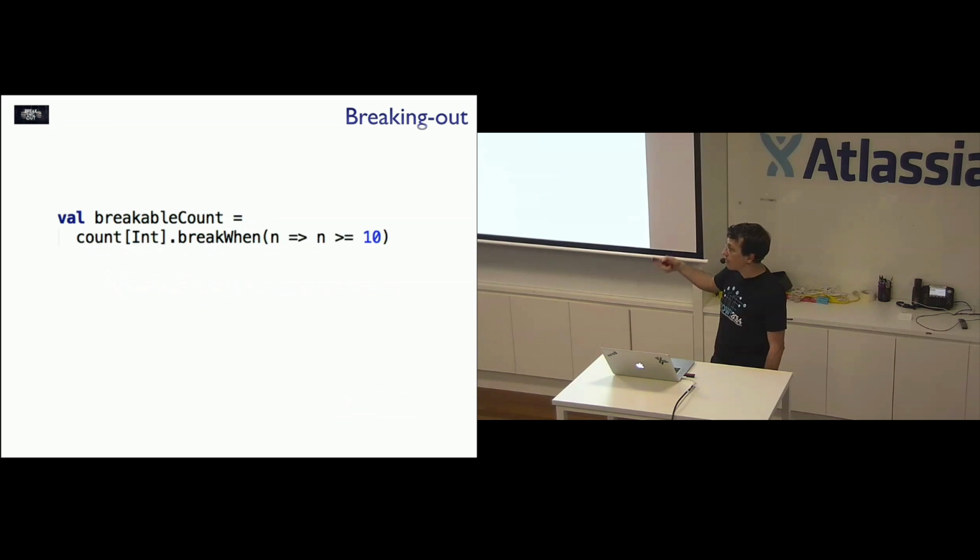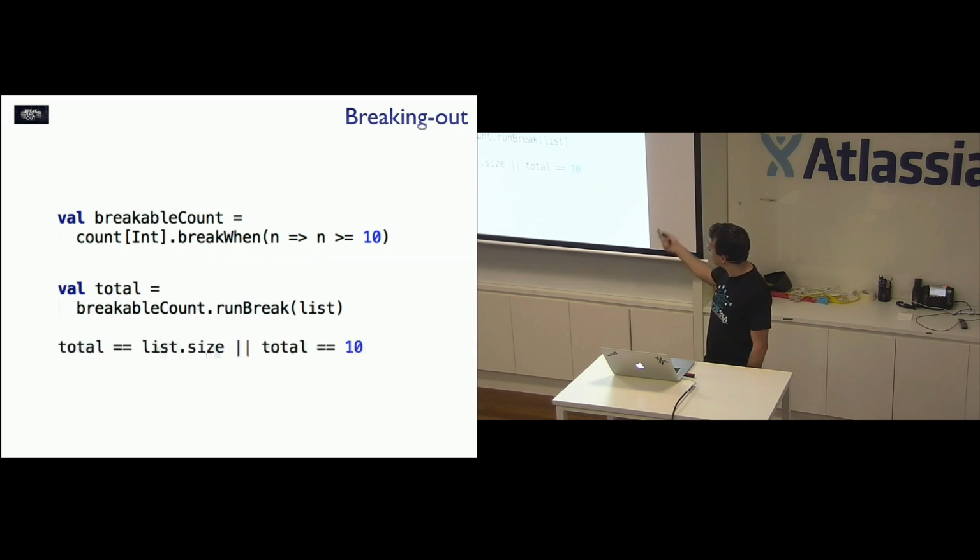But this way allows the following syntax, where you take a fold and you have this breakWhen method where you pass in a predicate, and this says, okay, count stuff, you count stuff, but stop as soon as you have at least 10 elements, and that's it. So if you run that on a list, you will either get the size of the list if it's smaller than 10, or you get 10, because you cannot go further.